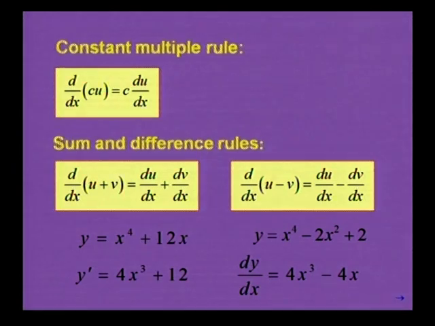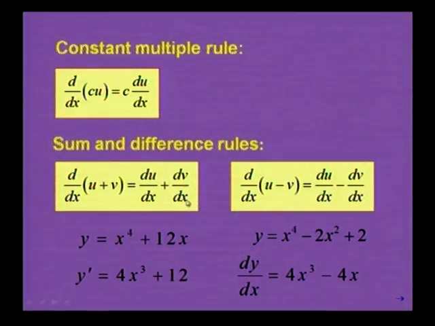Next, going to the constant multiple rule which we have done before, that is the derivative of a constant is equal to 0. And this is the sum and difference rule: d by dx of u plus v is equal to du by dx plus dv by dx. Here is one example, x power 4 plus 12x. The derivative of x power 4 is 4x cube, plus the derivative of 12x, which is 12. And this is the difference rule, that is d by dx of u minus v is equal to du by dx minus dv by dx.